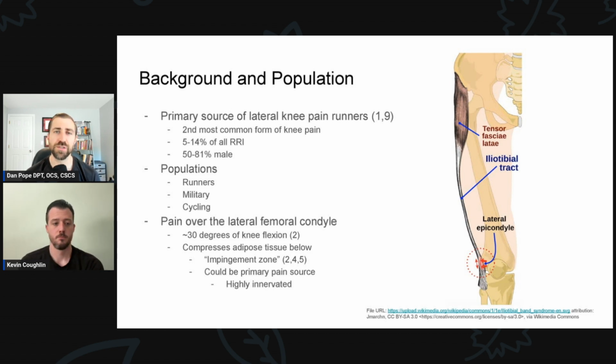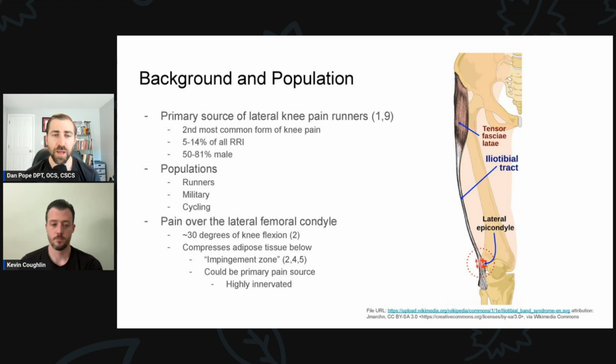Which populations is this prominent in? It's mostly prominent in runners, okay, and this makes a lot of sense. So obviously runners, you'll see this, but also military, probably because they do a lot of running. You also might see this some in cycling and other athletes as well, but it's really most common in running related activities, right? These folks tend to have pain over the lateral femoral condyle, and I have an image here if you're looking at this on YouTube to kind of see where that is, down by the kneecap, right on the outside there. And essentially, these folks tend to have pain around 30 degrees of knee flexion.